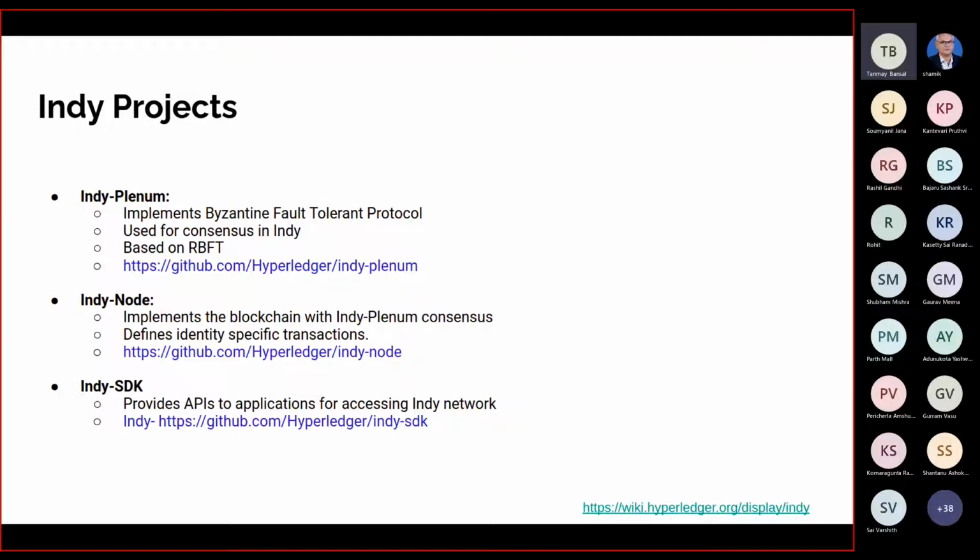The next part is Indy Node, which uses the Plenum consensus protocol to build a permissioned blockchain over it. The blockchain is permissioned, but it is publicly accessible. So reads are possible from the network, but only specific members of the network can do transactions, that is, write transactions into the ledger.